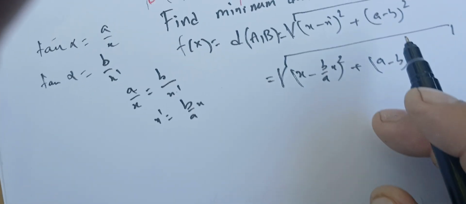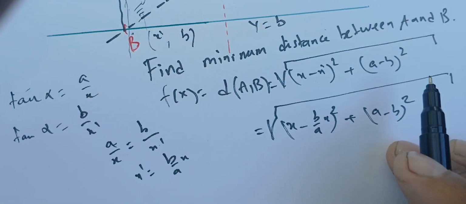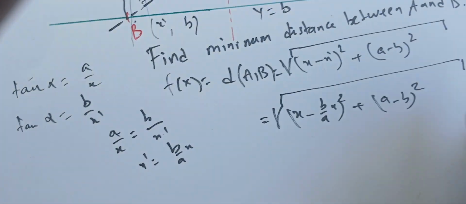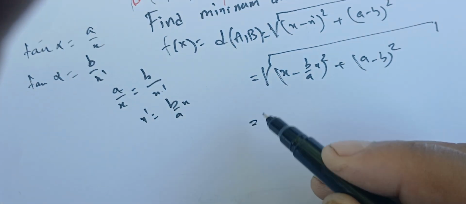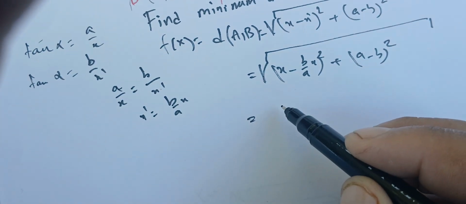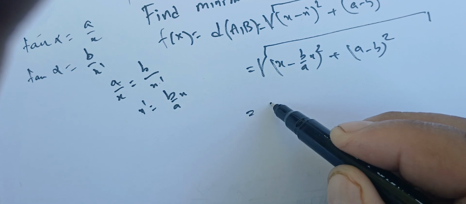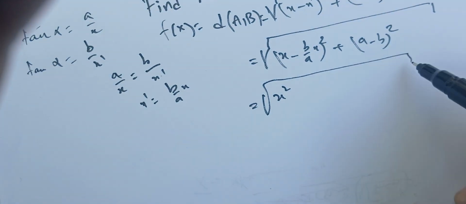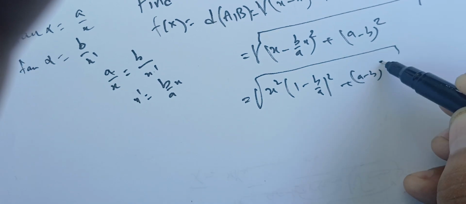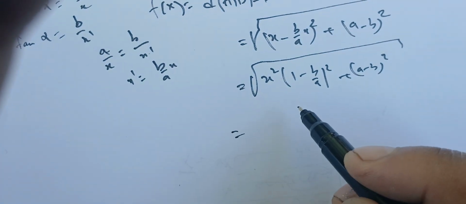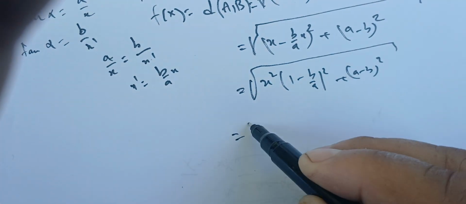or a minus b, it doesn't matter because the square gets rid of the minus. Here I need to simplify this one more time, so I can take the x squared outside, and I have 1 minus b over a, squared, plus a minus b squared. I can do one more simplification here. I can take the a outside.